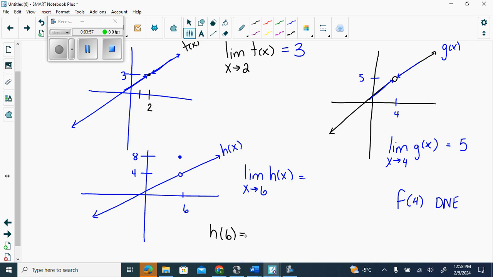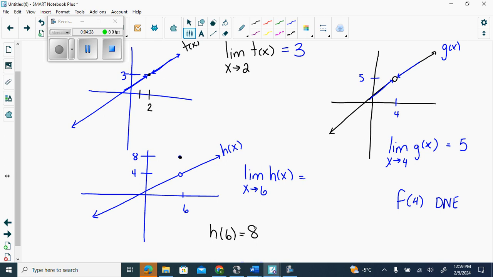What's h of 6? What's y when x is 6? I think you're all whispering it very quietly. So at 6, there's nothing here, right? But there is a coordinate here at 6. What's it at? 8. So h of 6 is 8. Cool, that's great. That has absolutely nothing to do with the limit, but h of 6 is 8. Yes? Because they can give you way more not continuous functions.